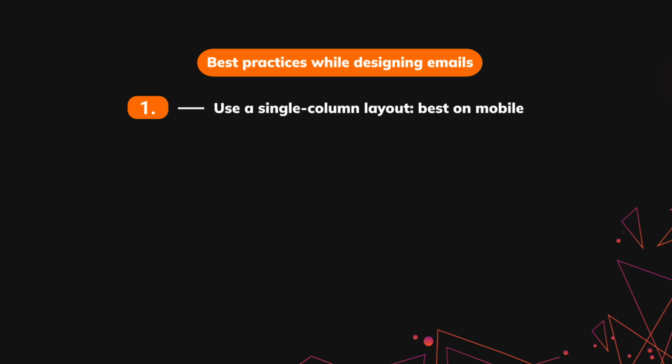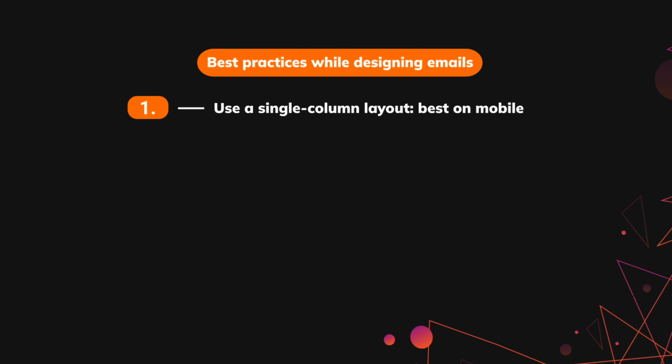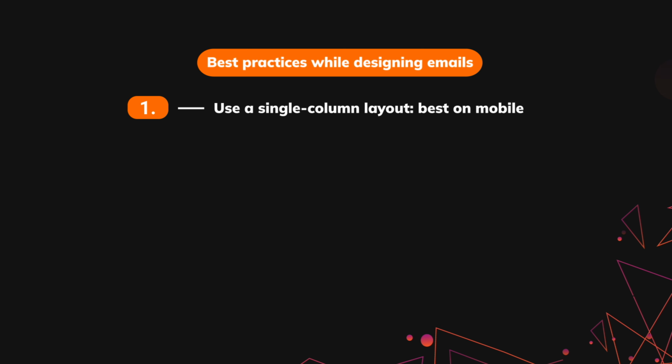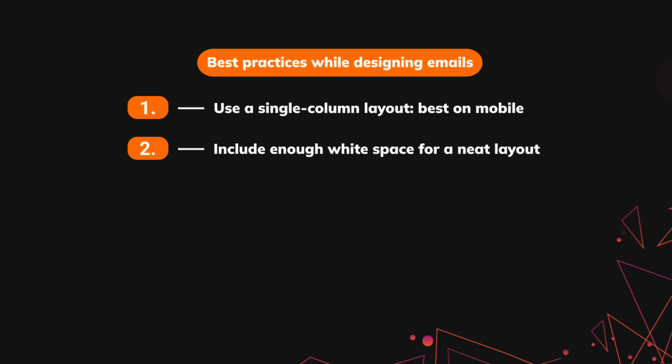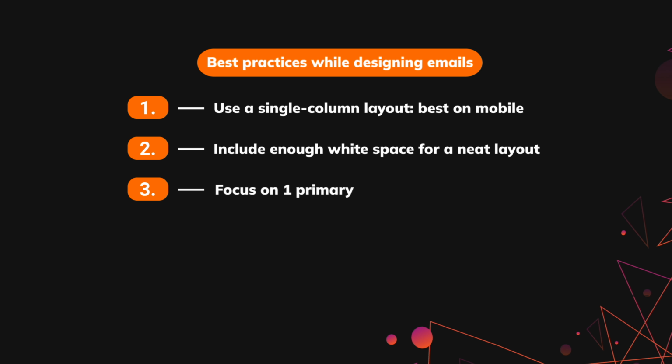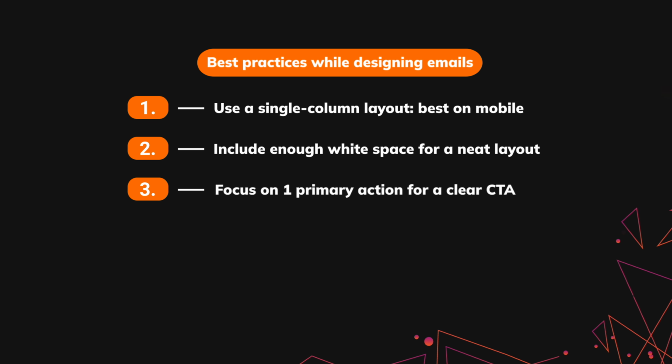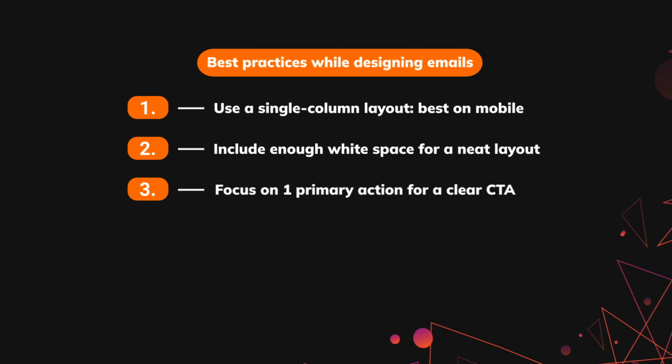Now, some best practices while designing. First up, we recommend using a single column layout. It is much easier to read and works best on mobile. Make sure to add plenty of space so your email feels clear and uncluttered. Then focus on one primary action. Don't overwhelm your audience with multiple CTAs.